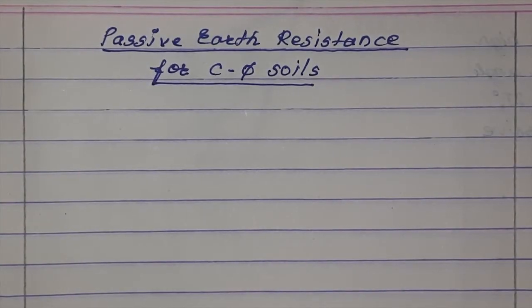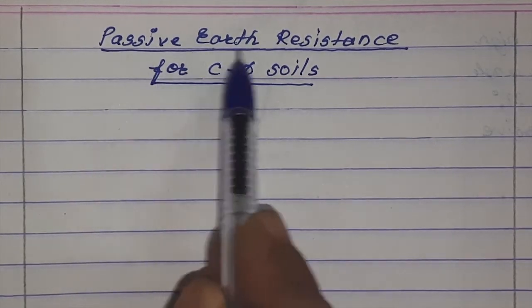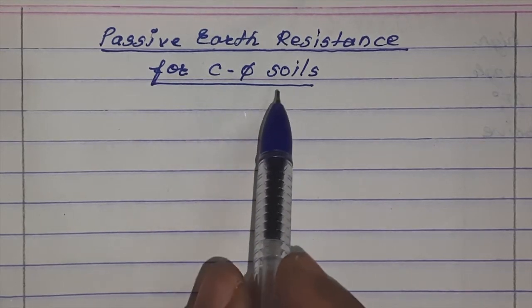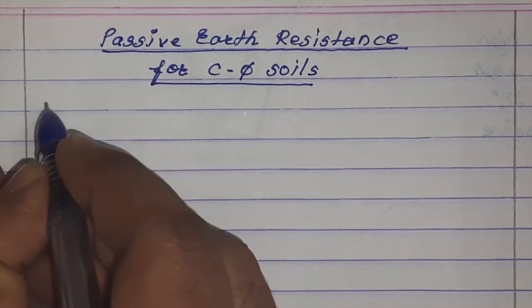In our previous lecture, we have seen how to find out active earth pressure for C-phi soils using Bell's equation. In this lecture, we will see how to find out passive earth resistance for cohesive or cohesive frictional soils. Let us begin with Bell's equation.